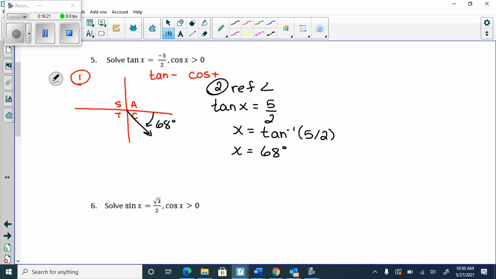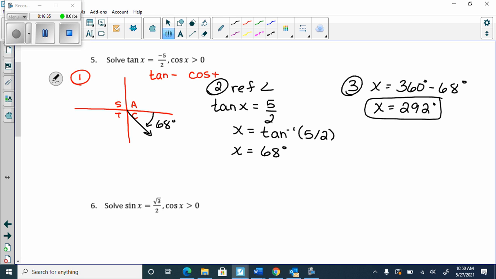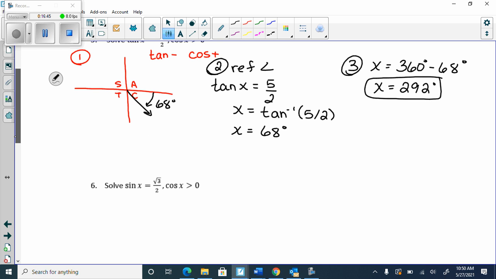And when we're in quadrant 4, we always go variable, which is x still, equals 360 minus our reference angle. And we should get 292 degrees. Just remember in quadrant 4, 360 minus the reference angle.